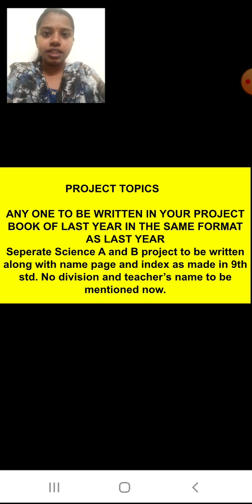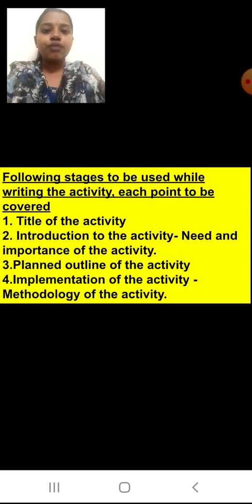Okay, you have to maintain that book. I hope you have kept that book. Now, the following stages are to be used while writing the activity, and each point is to be covered. You covered all these points last year also, when we gave you the project. This year also you will use the same stages.